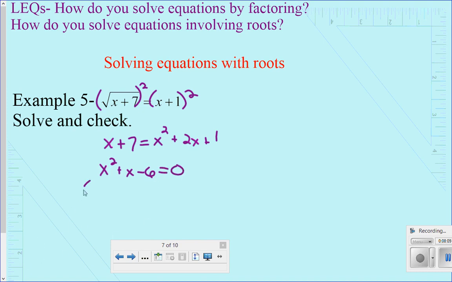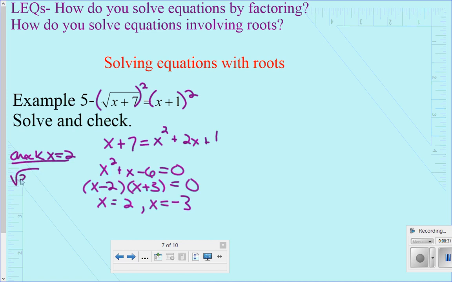And then solving this quadratic equation. Well, we have a factorable quadratic. So it looks like minus 2 and plus 3. So x equals positive 2 and negative 3. So now I'm going to check those solutions. I have to check them each separately. So let's check x equals 2 first by substituting into the original. And the square root of 9 should equal 3, and 3 does equal 3. So that one works. Now I'm going to check x equals negative 3.